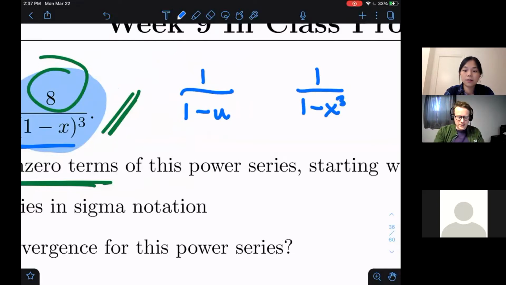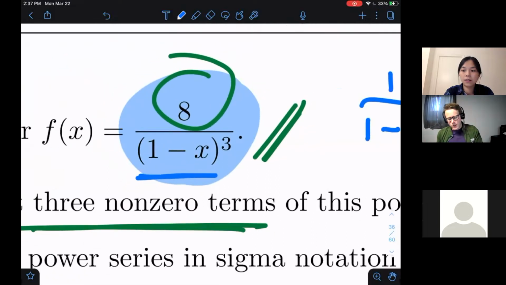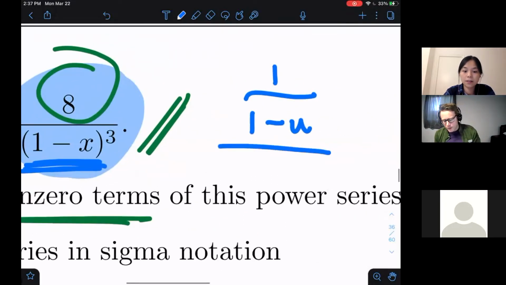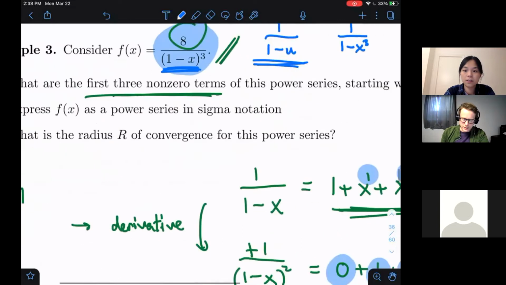But the fact that you have this entire quantity being cubed, there's no way to really replicate that with just substituting in for our u's. So we have to be a little bit more clever about how we can replicate this function right here, given only information about things that look like this. And so in order to create this quantity cubed in the denominator, the best way is to take derivatives. And so that's why we need to take derivatives for this one.